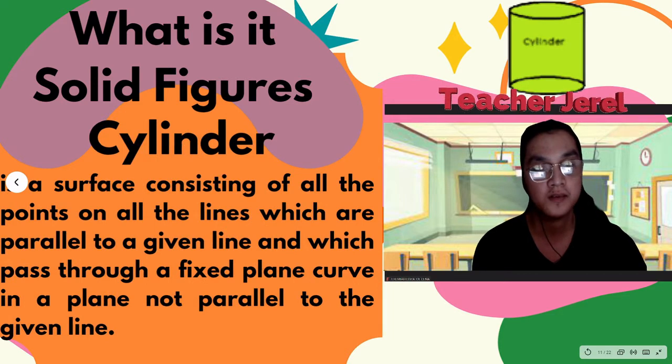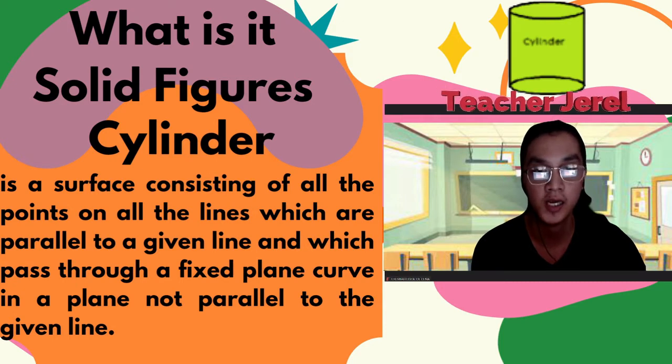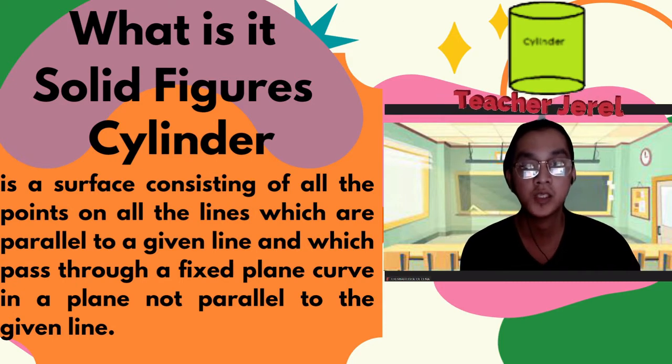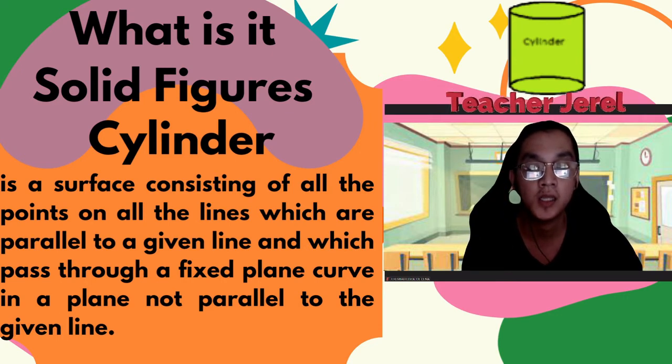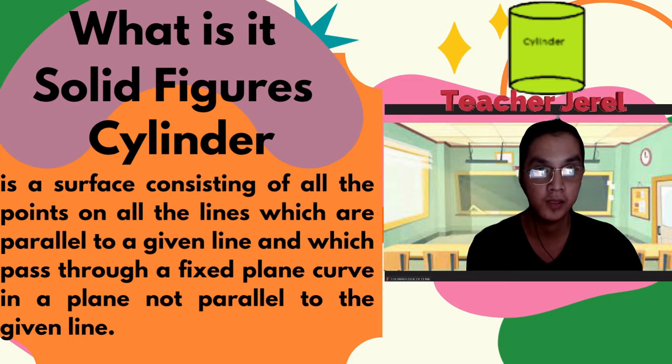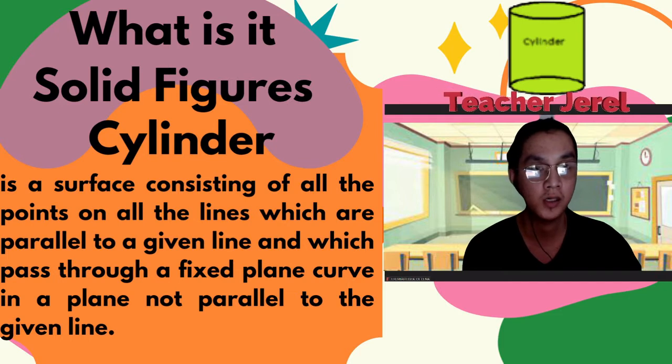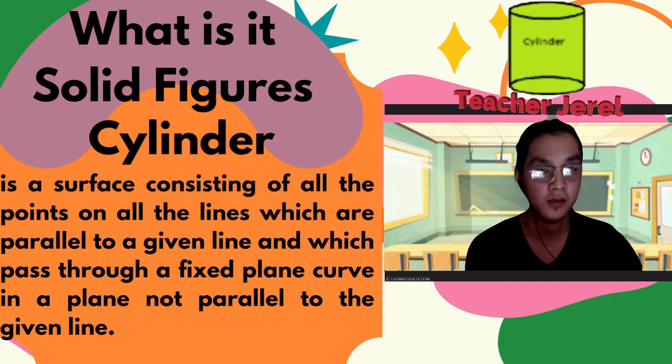Okay, cylinder. It is a surface consisting of all points on all the lines which are parallel to a given line and which pass through a fixed plane curve in a plane not parallel to the given line. Okay, it is like two circles that are conjoined, and two parallel lines intersect. Okay.